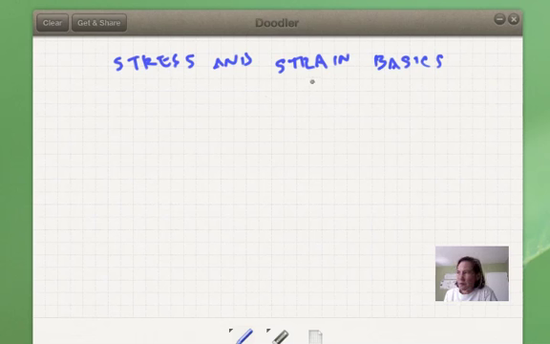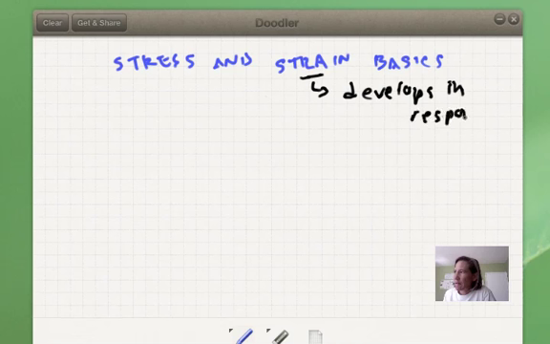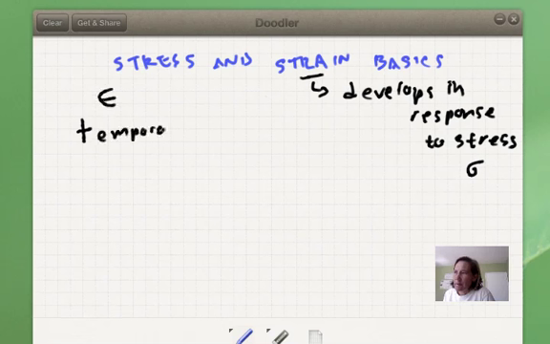So in terms of stress and strain basics, the strain is something that develops in response to the stress. And there are different types of strain. There's strain that can be considered temporary. So we got strain here, and we have temporary strain. And strain that's temporary usually results in actually a change in volume that is recovered when the stress is removed. And this type of strain is in the category of elastic strain.